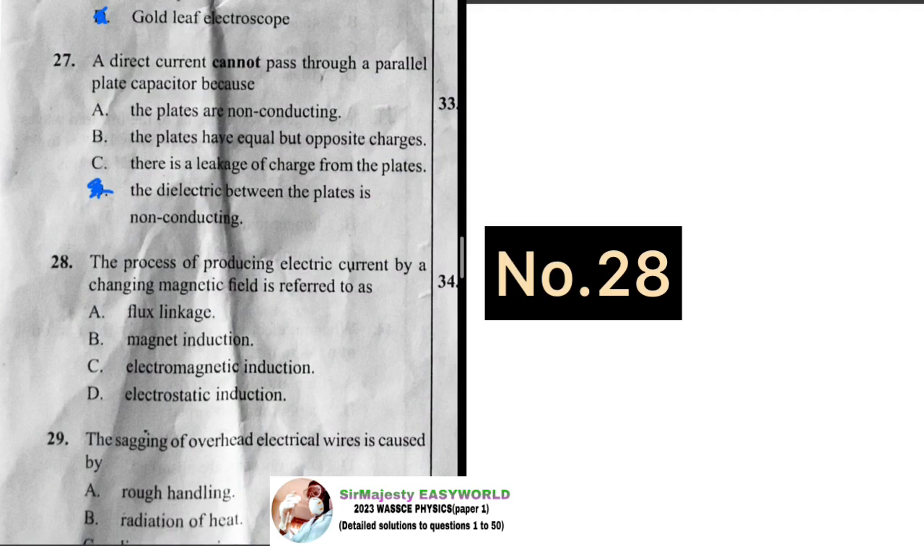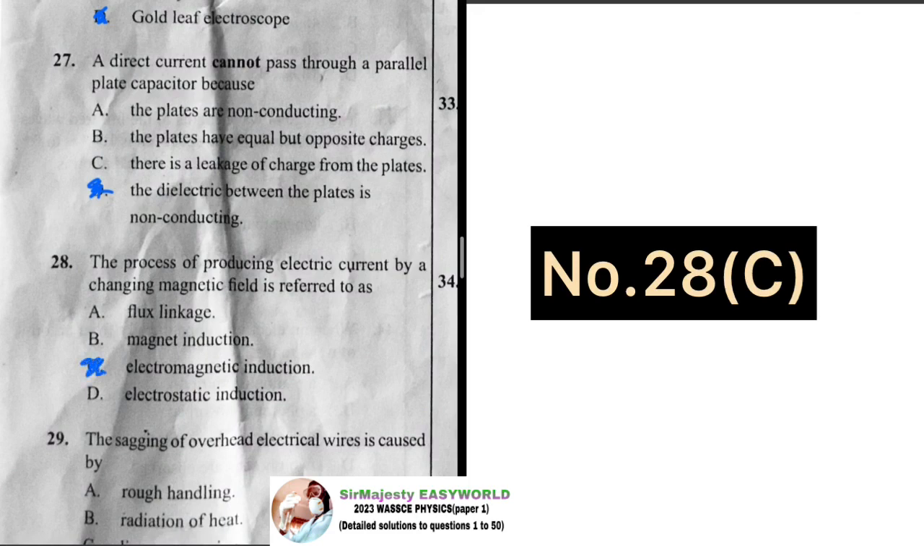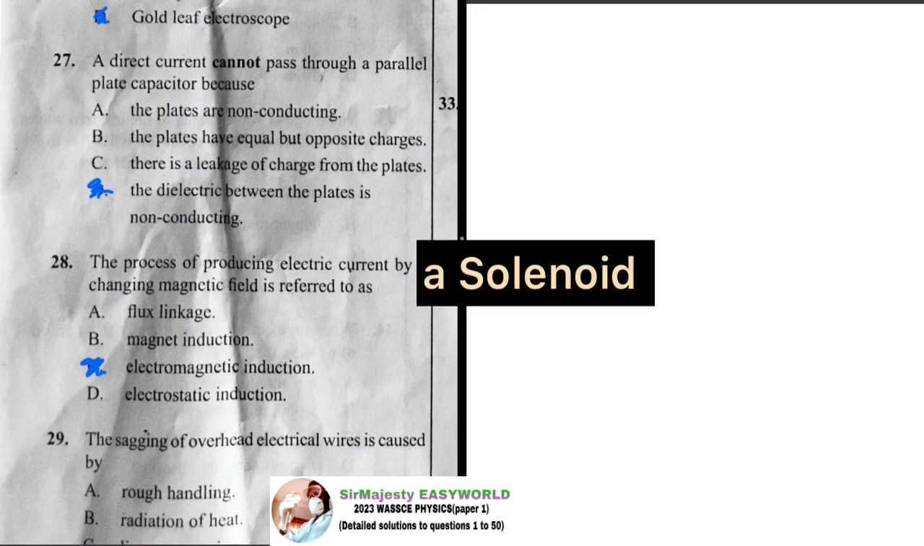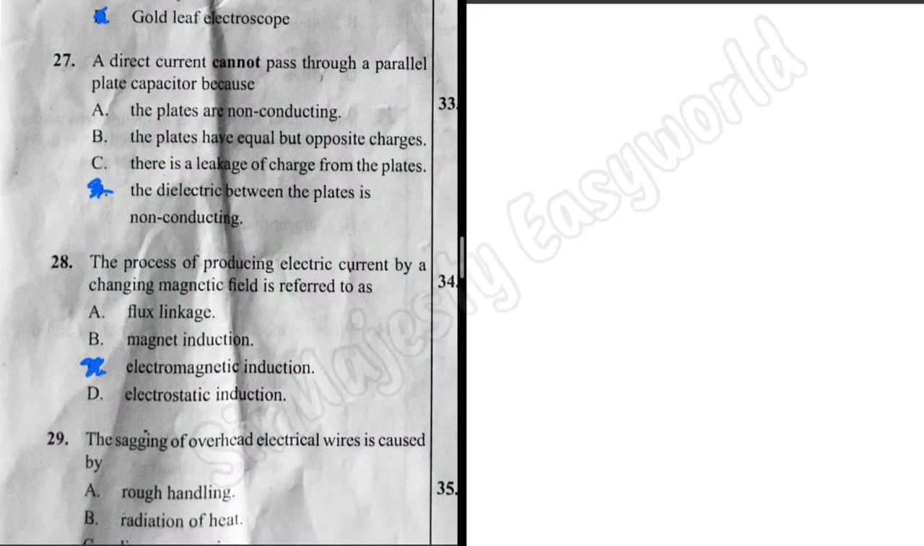part of this question. So he said the process of producing electric current by a changing magnetic field is referred to as electromagnetic induction. Electromagnetic induction is based on the principle of creating an electric current by magnetism, because remember that we can create a solenoid by passing electricity to create magnetism. But if we change the direction of the magnetism, the current will start moving in a spiral direction. So this is known as electromagnetic induction. It can be applied in several areas like electric motors.